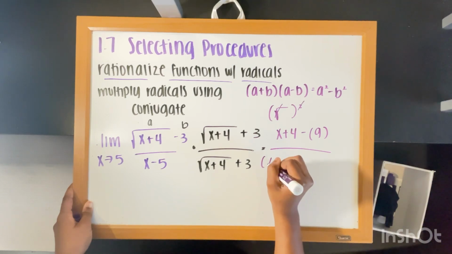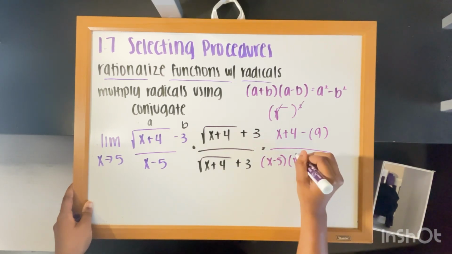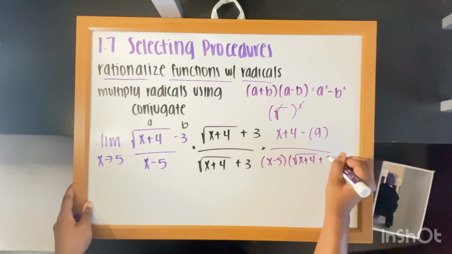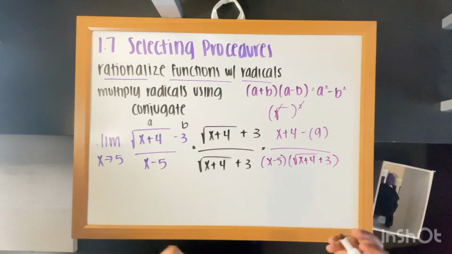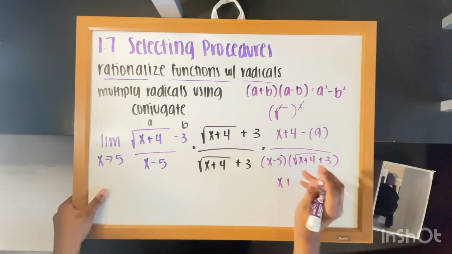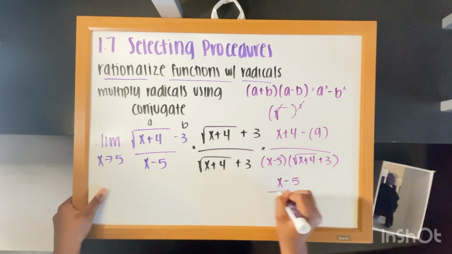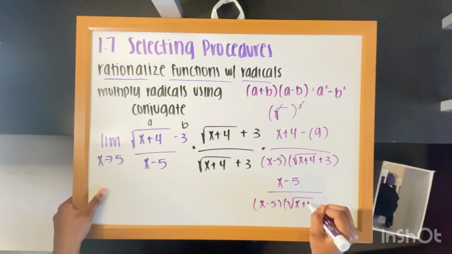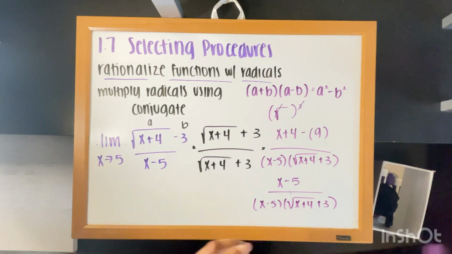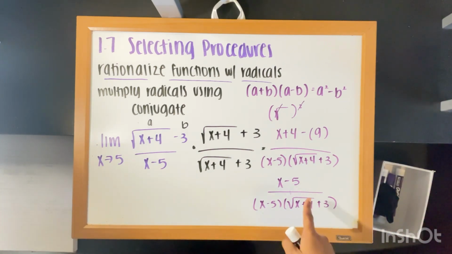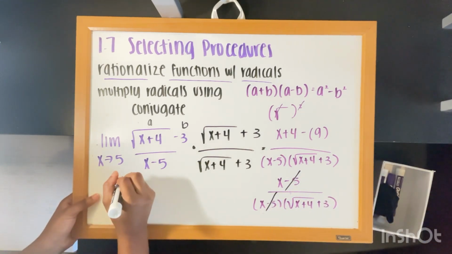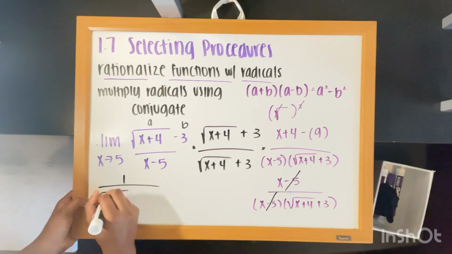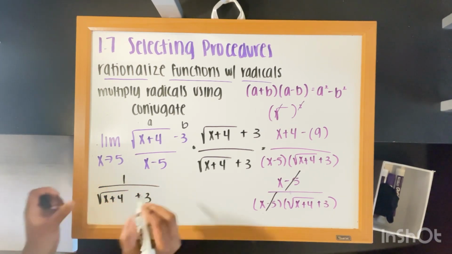And then I would just add the rest of my equation at the bottom. And what I'm left with is this. Now, if I simplify the top more, I would get x minus 5 over x minus 5 times the square root of x plus 4 plus 3. Now that I have my equation here, I can see that I can cancel out my x minus 5s on the top and on the bottom. This leaves me with 1 over the square root of x plus 4 plus 3.